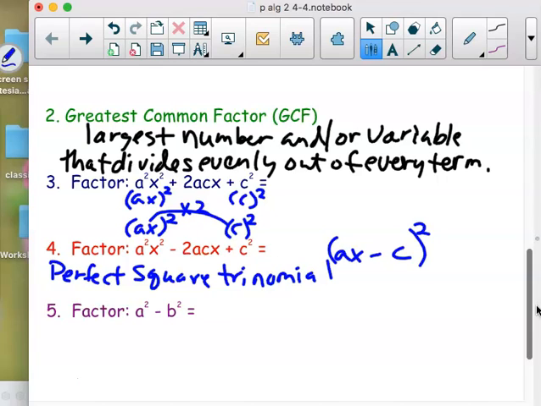Well, let's see. If I take ax times c and then multiply it by 2, do I get 2acx? And I do. So that one is also a perfect square trinomial. We're going to have that ax in the front and that c in the back, but this time the middle term is positive. So I'm going to put a plus in there.